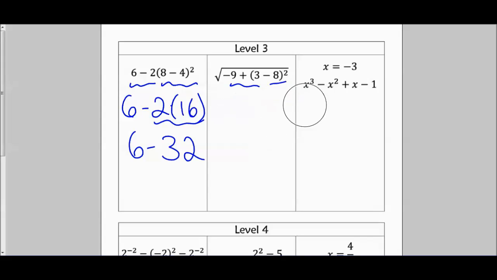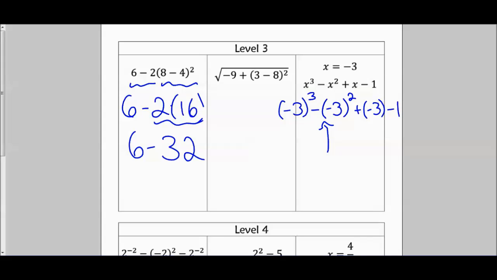This next one was a tricky one. The third one on level 3 was tricky because we had to plug that number in carefully. Whenever you're substituting a number in, you want to substitute it in parentheses. So we put in negative 3 cubed minus negative 3 squared plus negative 3 minus 1.